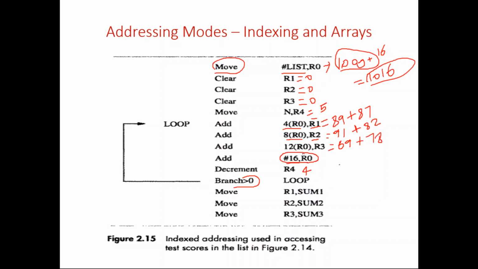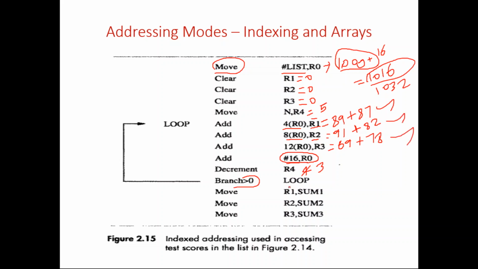Again increment R0 by 16. So now R0 becomes 1032, which is nothing but the student ID of the third student. Again decrement R4, it becomes 3. Again loop. So this process continues until you calculate the sum of the test 1, test 2 and test 3 marks of all the students. The sum of all test 1 will be stored in R1, the sum of all test 2 in R2, and the sum of all test 3 in R3.